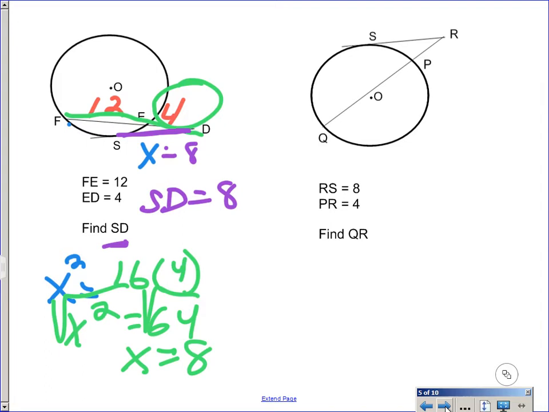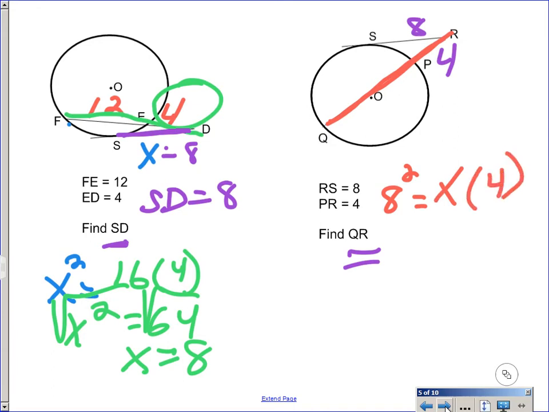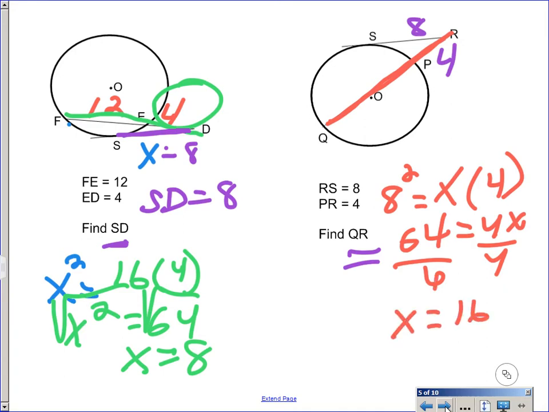We have R to S is 8. P to R is 4. We want to find Q to R. So what they're looking for is the entire segment. So we're going to take our tangent and square it, 8 squared, and that's going to equal the entire segment times the outside. So we get 64 equals 4x, divide by 4, x equals 16. Now since we had defined x as the whole segment, because 4 was on the outside, we know that the Q to R value is going to equal 16.